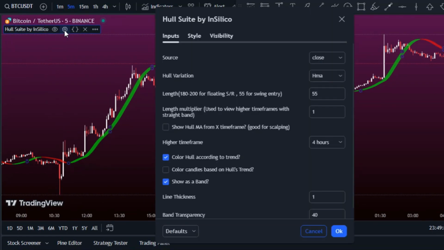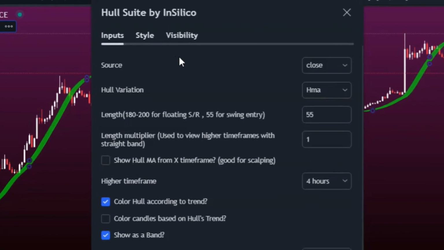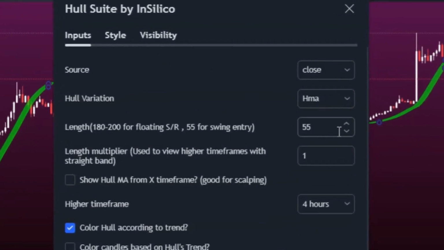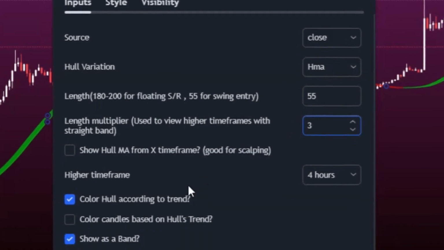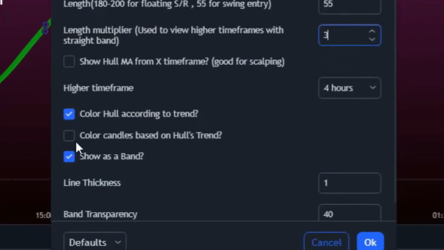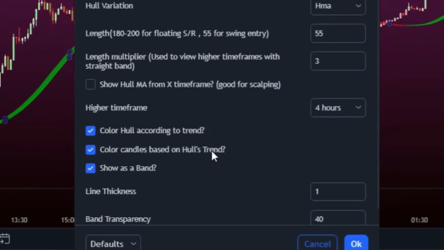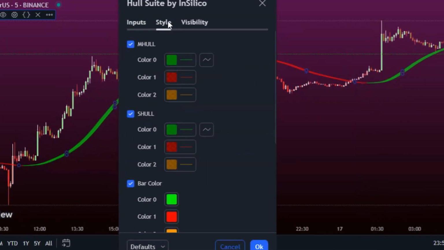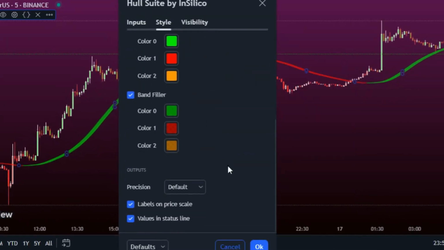So under Inputs, change Length multiplier to 3. Then toggle on all 3 options: Color Hall according to trend, Color Candle based on Hall's trend, Show as a band. After that, you can optionally modify the indicator's appearance under Style if you wish.